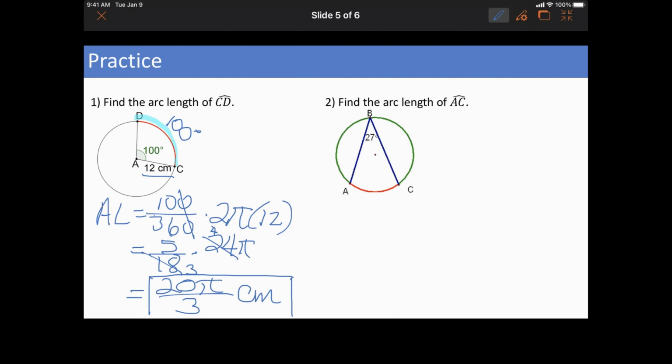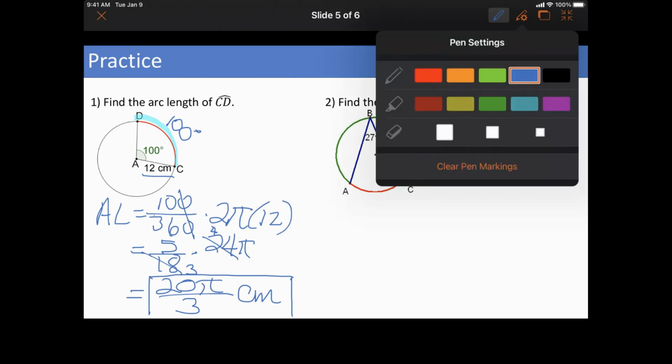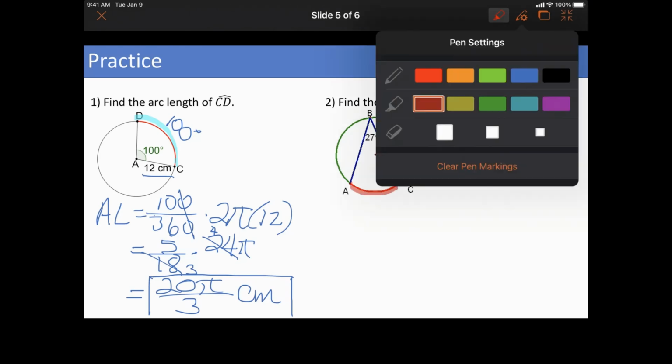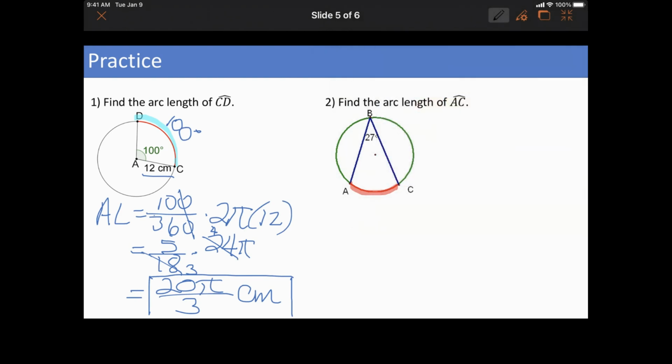All right, so let's move on to number 2. So we're finding the arc length of AC, which is here. Okay, so what is that arc measure in degrees? Well, let's see. Well, this angle is not central. What kind of angle? It's an inscribed angle. All right, so an inscribed angle, if you're going from inscribed angle to arc, we're getting bigger. We're getting how much bigger? Twice. So 27 times 2 is 54.